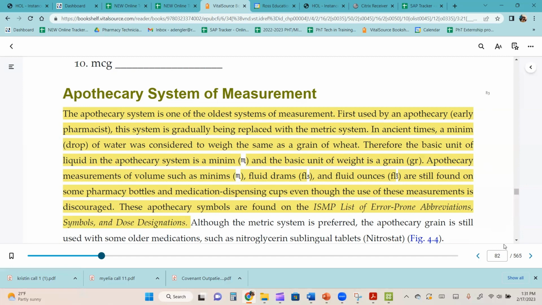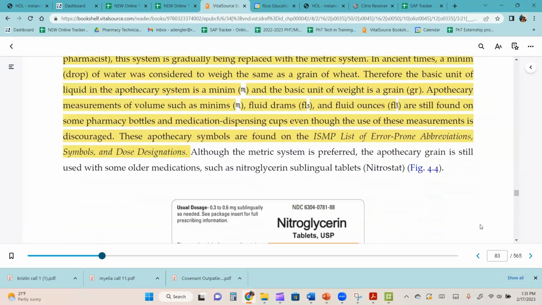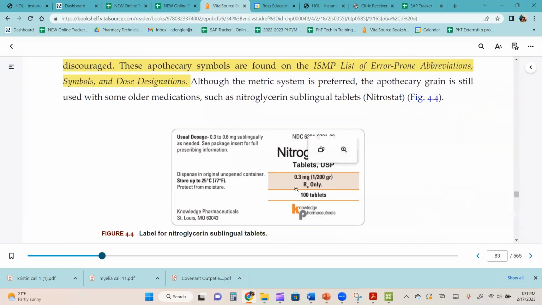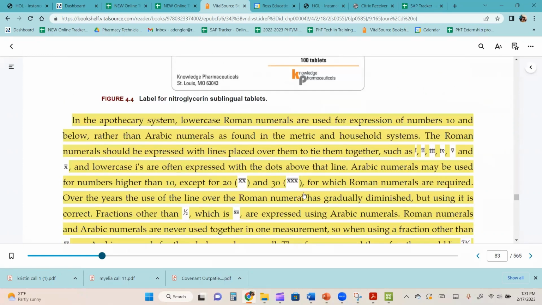Those apothecary symbols are found on the ISMP list of error-prone abbreviations, symbols, and dose designations. Although the metric system is preferred, the apothecary grain is still used with some older medications, such as nitroglycerin sublingual tablets. So 0.3 milligrams and 1/200 grains.